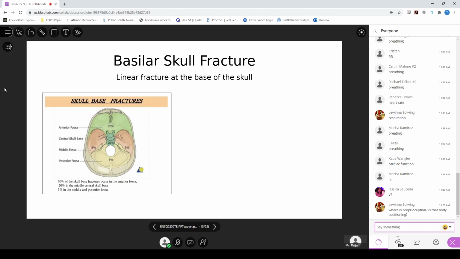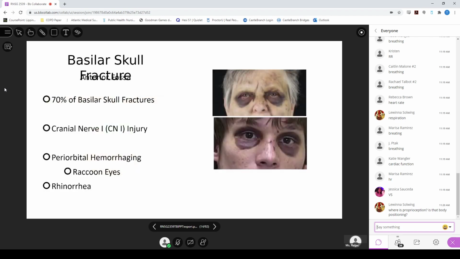Basilar skull fractures. I put a little image up here. You can see the anterior fossa, the central skull base, the middle fossa, and then the posterior fossa. About 70% of the skull fractures are in the anterior fossa. It affects cranial nerve 1, do y'all remember those? It's the cranial nerve for smell. And when you hear about raccoon eyes, it's this edema and hemorrhaging that's very pronounced right around the eyes. Okay.